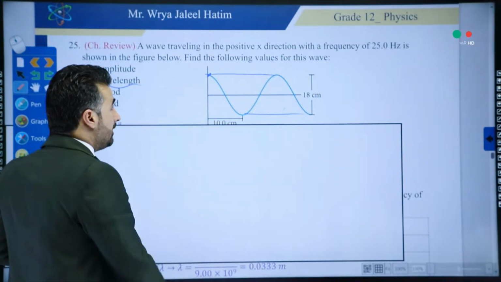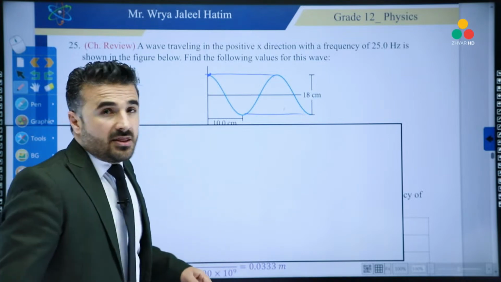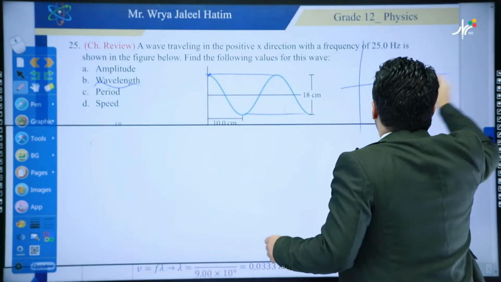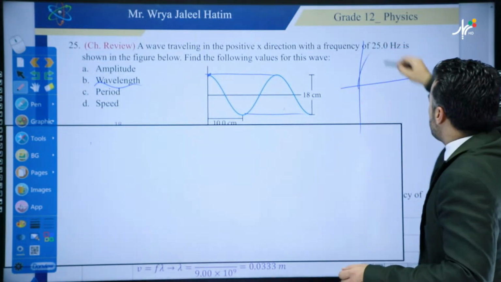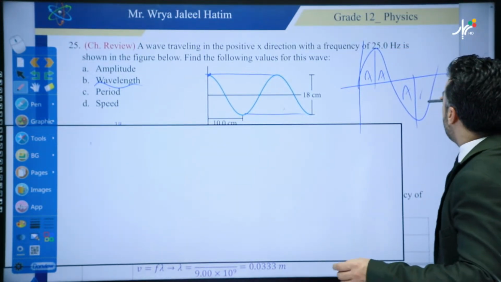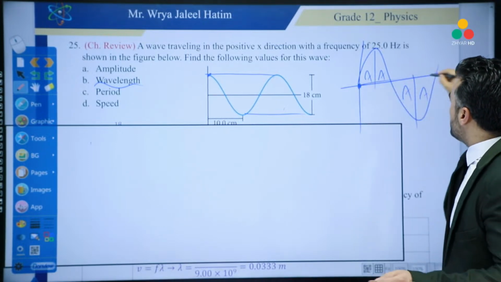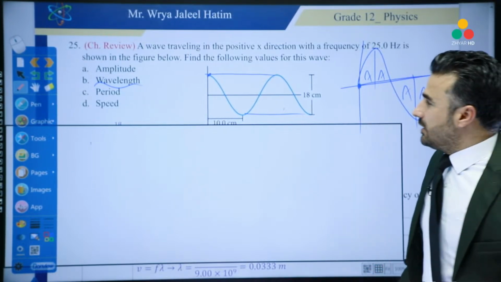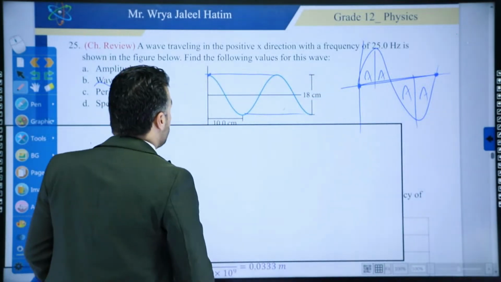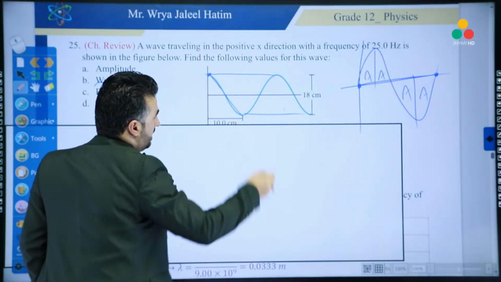But what you see here, and we said if you're not certain, we can use the amplitude to find the wavelength. For one wavelength there must be four amplitudes. So the distance from this point all the way to this is one wavelength. But I don't have one wavelength here. What I have is the distance between this point and this point.